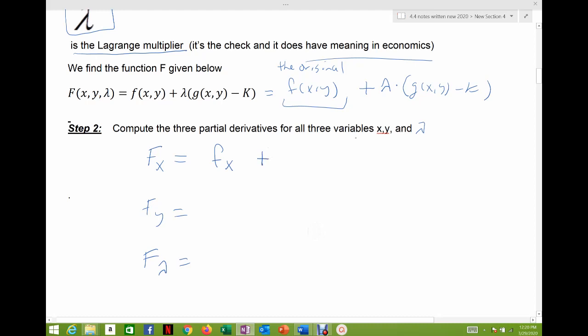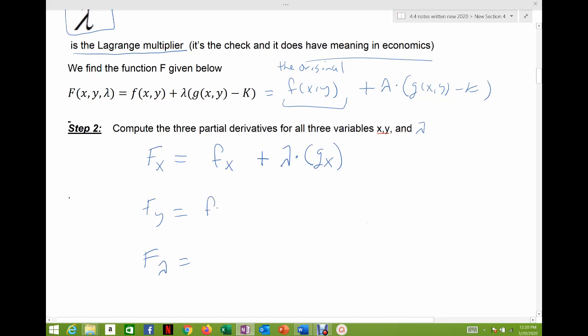Then I add to it lambda times the derivative of the constraint, which has the x value in it. And so lambda, remember, is a constant multiplier. It'd be like if it was 10 times that. Lambda's always going to come along, times the derivative of the constraint, the g function, with respect to x. And that's always what it is: the derivative of the original with respect to x plus lambda times the derivative of the constraint with respect to x. Same thing for y.